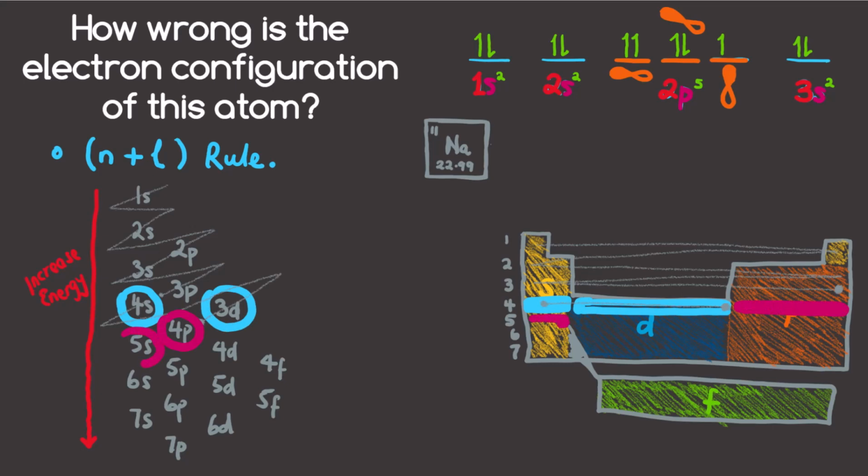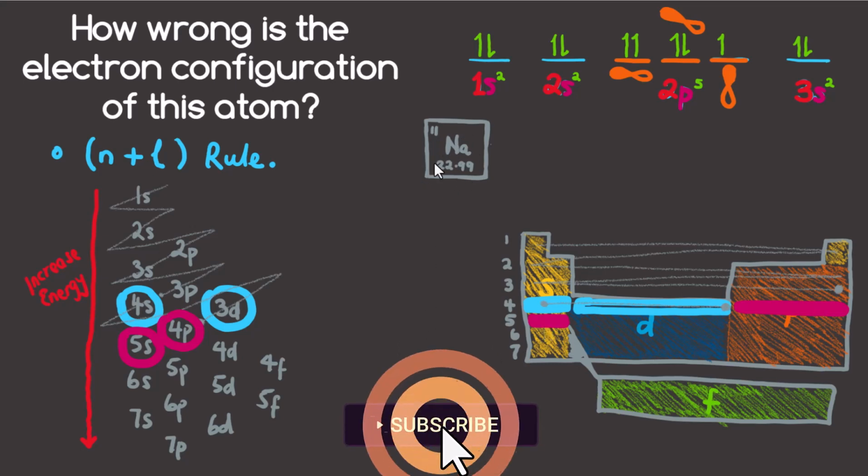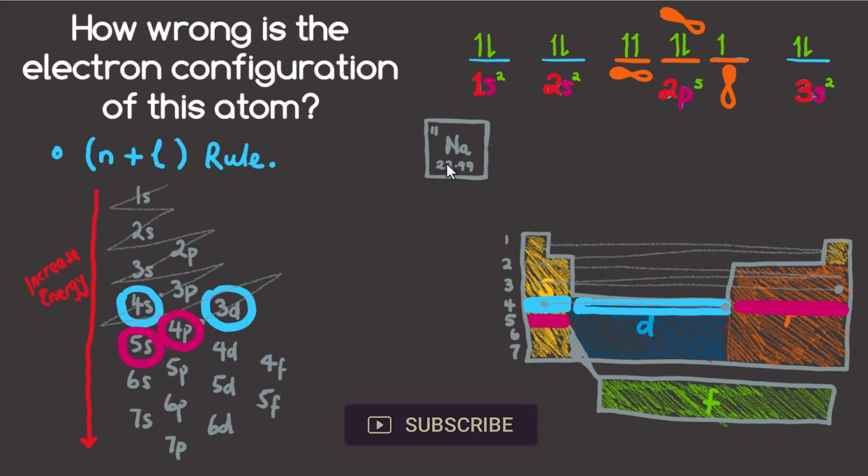Next, if the n plus l value of more than one subshell is the same, the subshell with the lowest n value has the lowest energy, in this case the 4p, and its orbitals are filled with electrons first, followed by the 5s. Now this is not applicable to sodium, and this is going to be addressed in future videos.